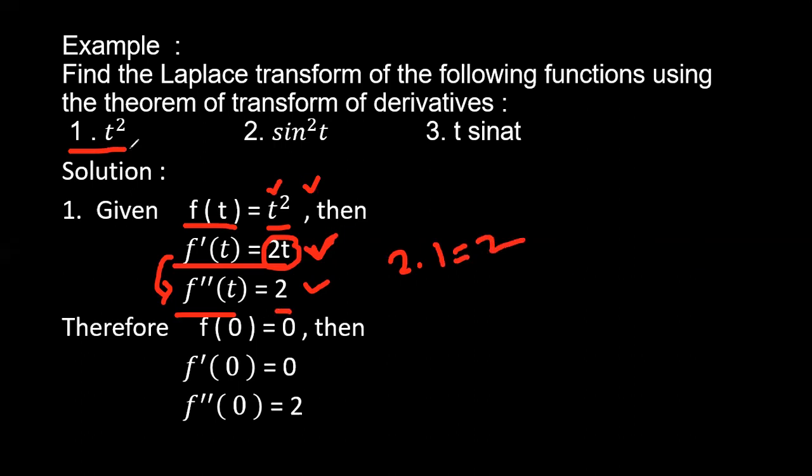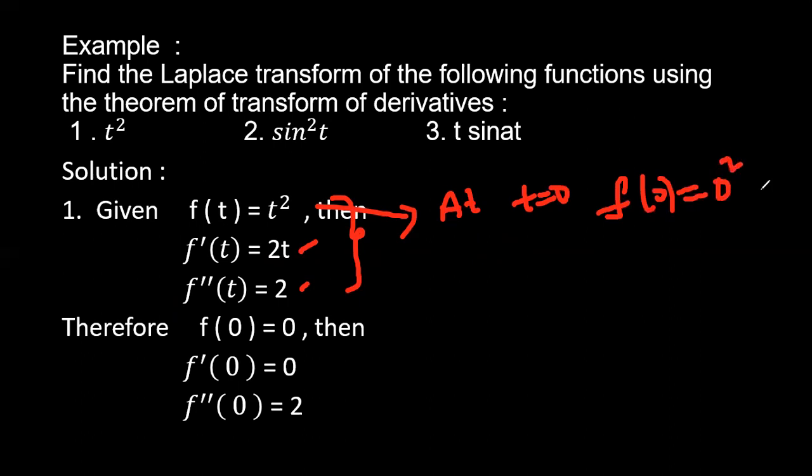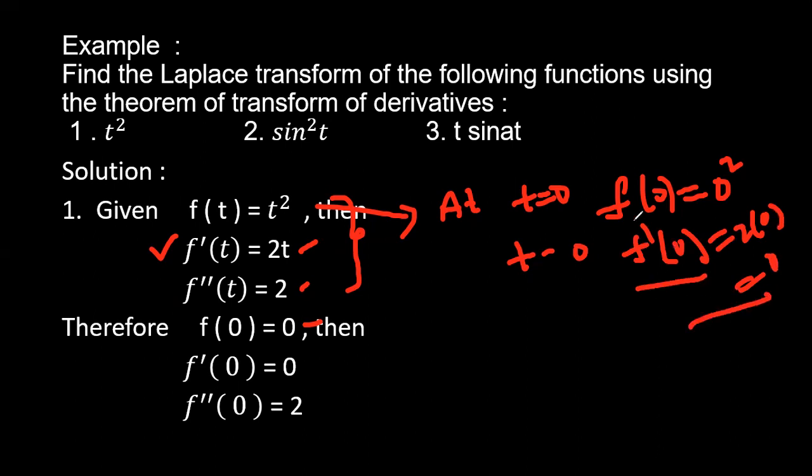So for a given function, first do the first differentiation and next do the second differentiation. After that, what do we have to do? At t is equal to 0, first substitute t is equal to 0 in this function. F of 0 is equal to 0 square, so f of 0 is equal to 0. For the second value also, you can apply t is equal to 0. F dash of 0 is equal to 2 into 0, so again you get 0. F dash value is also 0. These are the initial condition values. At t is equal to 0, f of 0 is 0.